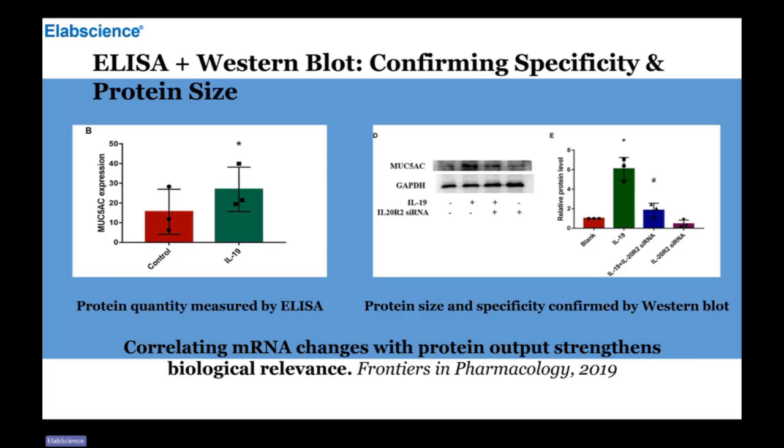Western blot confirms the expression of the same target in the same cells, verifying both size and identity. By combining these methods, the researchers in this study validated both the quantity and specificity of the said protein. ELISA provides high throughput measurement, while Western blot ensures accuracy, reducing false positives and strengthening the confidence in the results.